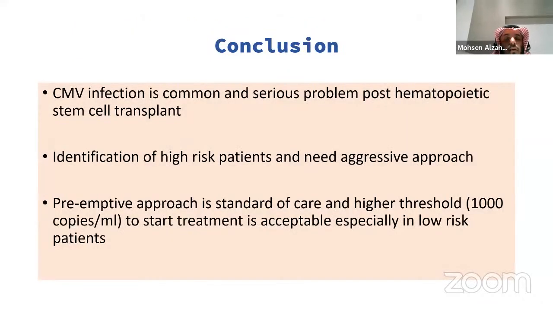So the conclusion from the presentation: CMV infection is a common and serious problem post hematopoietic stem cell transplant. Identification of high-risk patients is needed and it needs an aggressive approach. Preemptive approach is the standard of care, and a higher threshold of 1,000 copies per ml to start treatment is acceptable, especially in low-risk patients. Thank you.